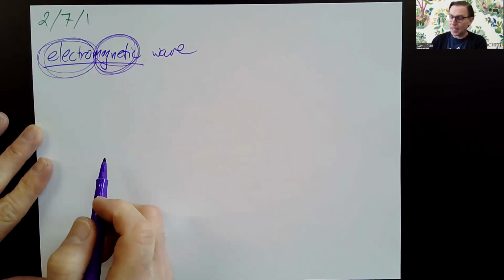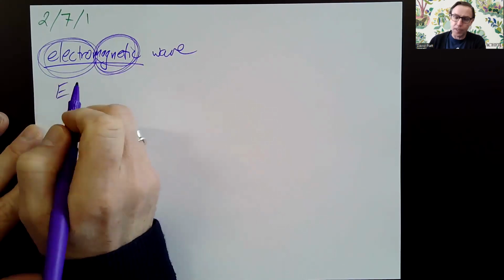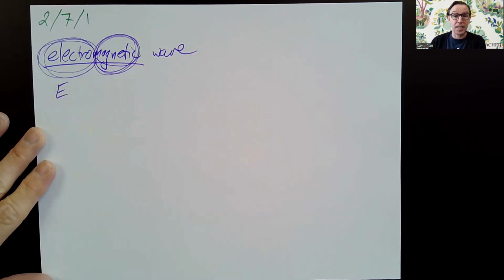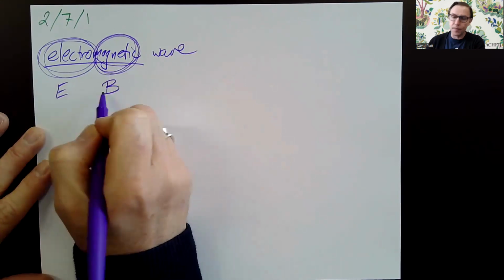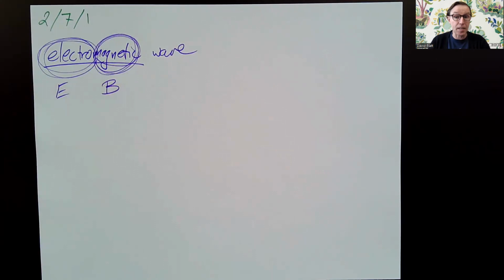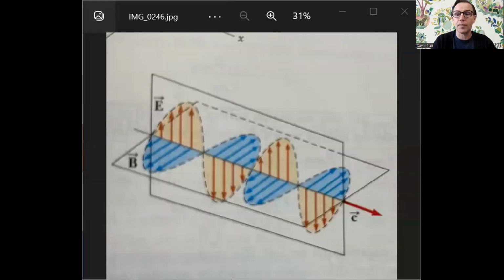Well, we've studied electric fields, which we abbreviate with a capital E, and we've studied magnetic fields, which we abbreviate with a capital B. So it turns out that light is an electromagnetic wave. What does that even mean? I have a picture that I would love to share with you, and maybe that will help us all understand.